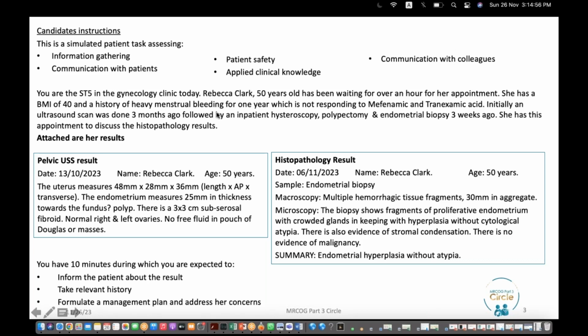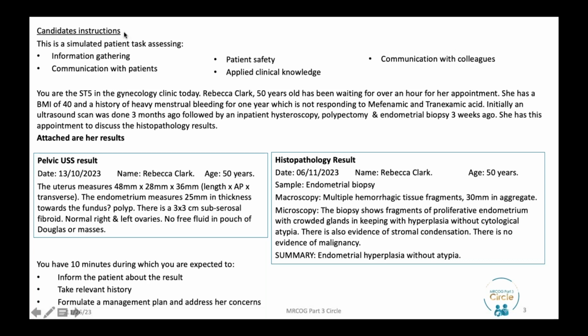So let's read the case together. Usually I have on top here, to the top left, your candidate instruction. Beneath that, you will know what type of case scenario you're going to do. So this is a simulated patient task, meaning you're going to see a patient, you're going to talk to that patient. If they say this is a structured discussion task, that means you're going to discuss a case with the examiner. If it's a simulated colleague task, it means you're going to do a teaching scenario. And the simulated colleague task is only one case out of the 14 cases in the Part 3 exam.